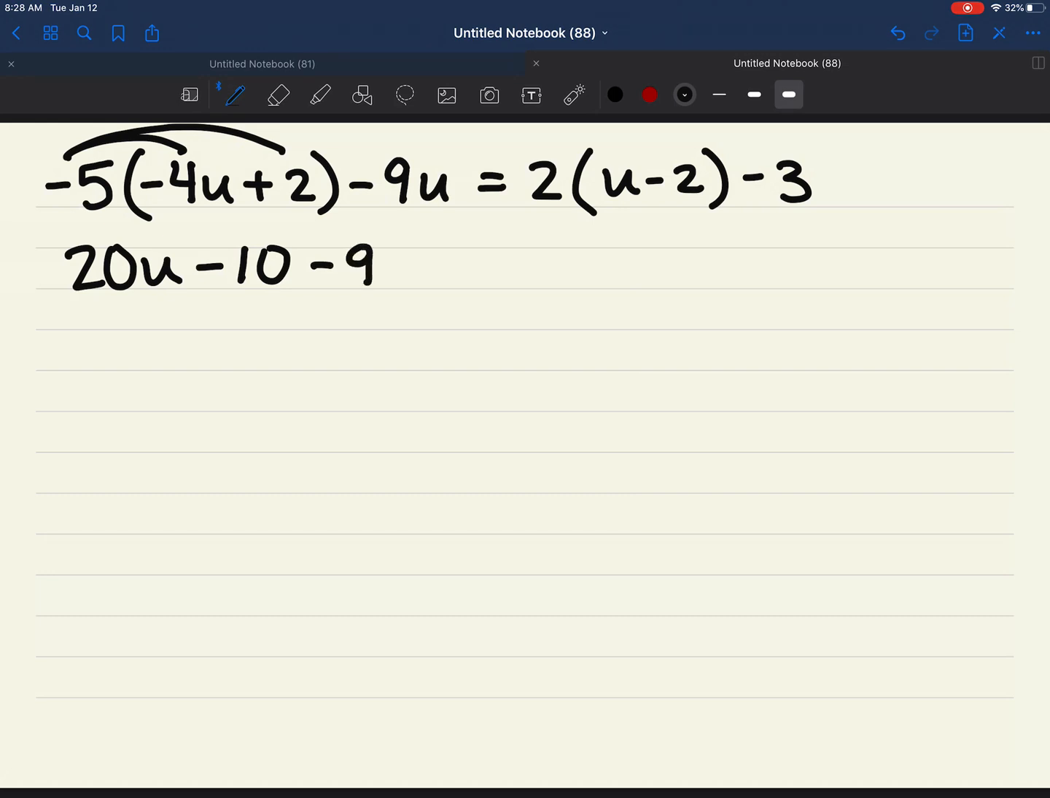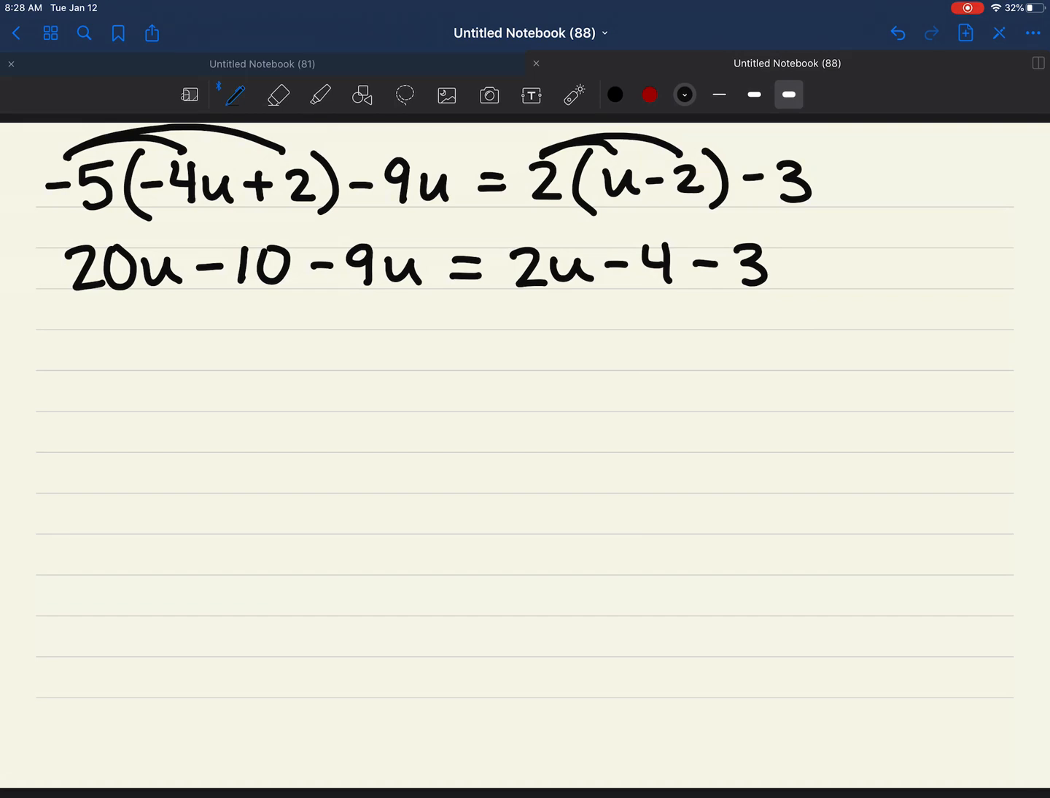What do I do with this -9u? You just bring it down. Okay, what do I do here? You put that equal sign, and then you do 2 times u, which is 2u, minus 4. Very good. What do I bring down? That 3. Bring that 3 down. Okay, so far so good.